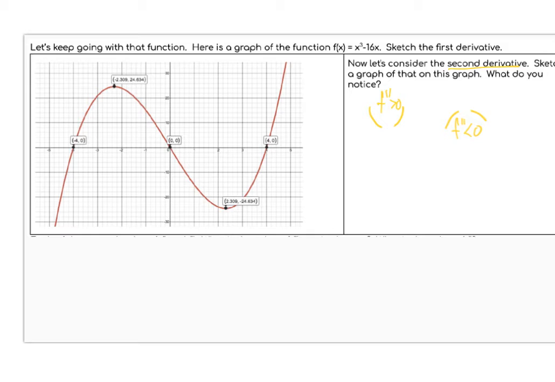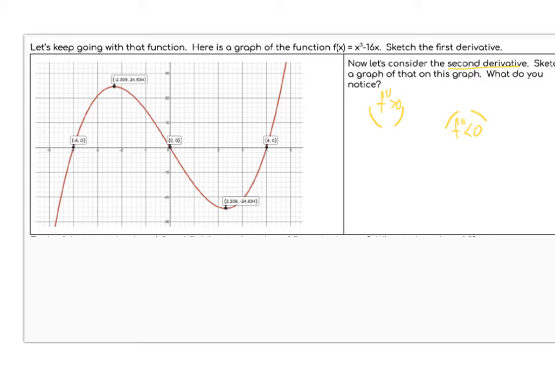This could be decreasing and concave down, or it could be decreasing and concave up, or increasing and concave up. It could be increasing and concave down, and decreasing and concave down.